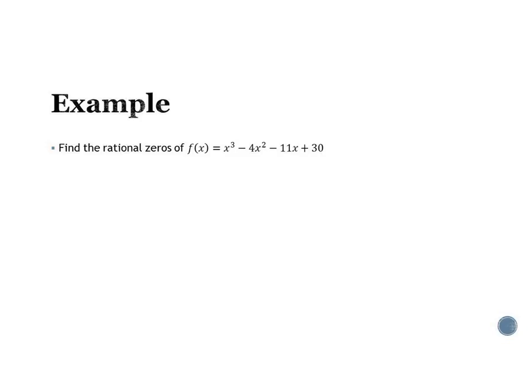Alright, so we're going to do what we just talked about, and find our factors of p and our factors of q. So p is 30, and your factors of 30 are going to be 1, 2, 3, 5, 6, 10, 15, and 30. Those are all numbers that go into 30. Our leading coefficient is 1, so its factor is 1.